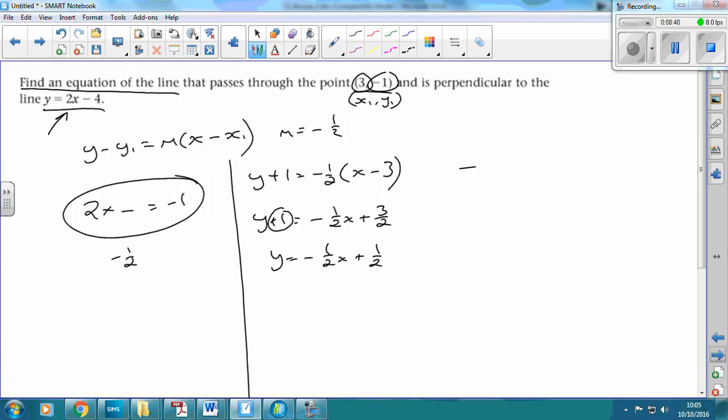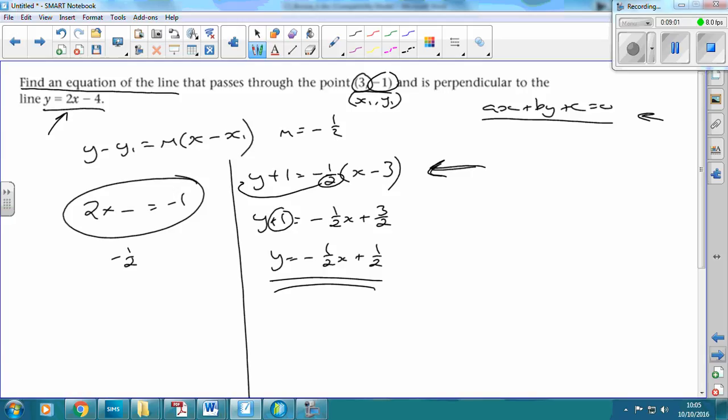Alternatively, when you get to this point here, if it asks for it in the form ax plus by plus c equals 0, so this is the final answer, but you could also write it in this format here. And if they want it in this format, then when you get to this step, you get rid of this divided by 2. So you multiply everything on the left-hand side. It's going to be 2 lots of (y plus 1) equals minus 1 lots of (x minus 3).